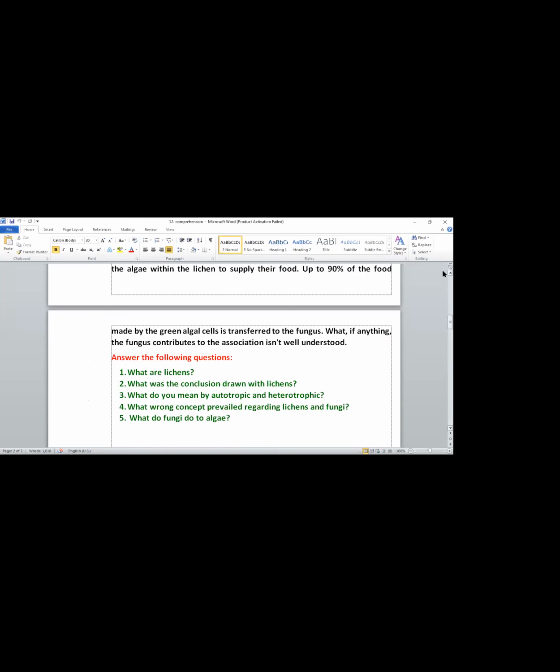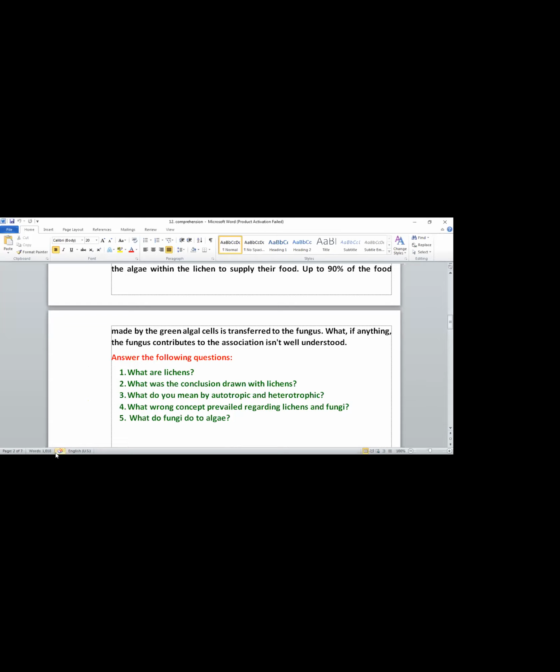Now look at the first question. Let us read the question first. What are lichens? And some people say lichens as well. Both pronunciations are correct. What are lichens? What was the conclusion drawn with lichens? What do you mean by autotrophic and heterotrophic? What wrong concept prevailed regarding lichens and fungi? What do fungi do to algae?